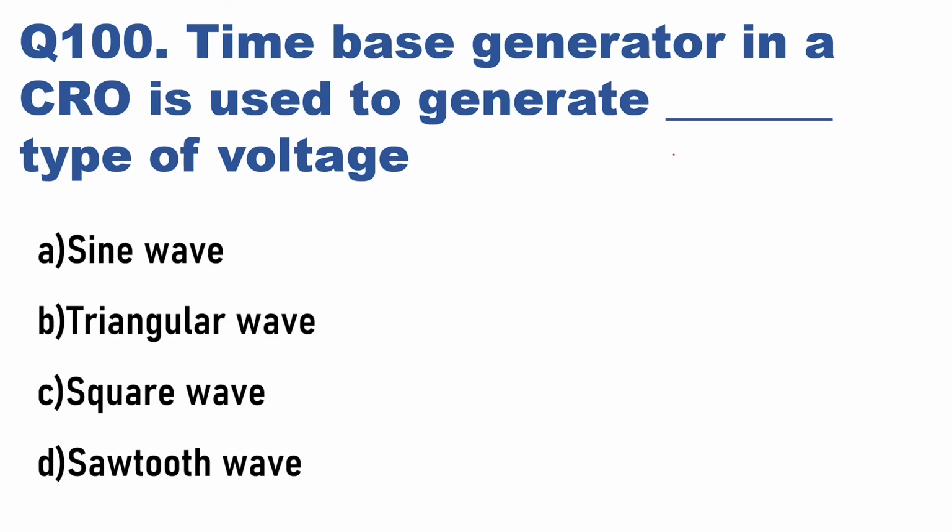Time-based generator in a CRO is used to generate dash type of voltage. So the wave which is generated is called a sawtooth wave. So sawtooth type of voltage is generated. The time-based generator in a CRO is used to generate sawtooth wave type of voltage. So option D is the right answer here, sawtooth wave. So here you can see the sawtooth wave is generated. Time-based generator in a CRO is used to generate sawtooth wave type of voltage.